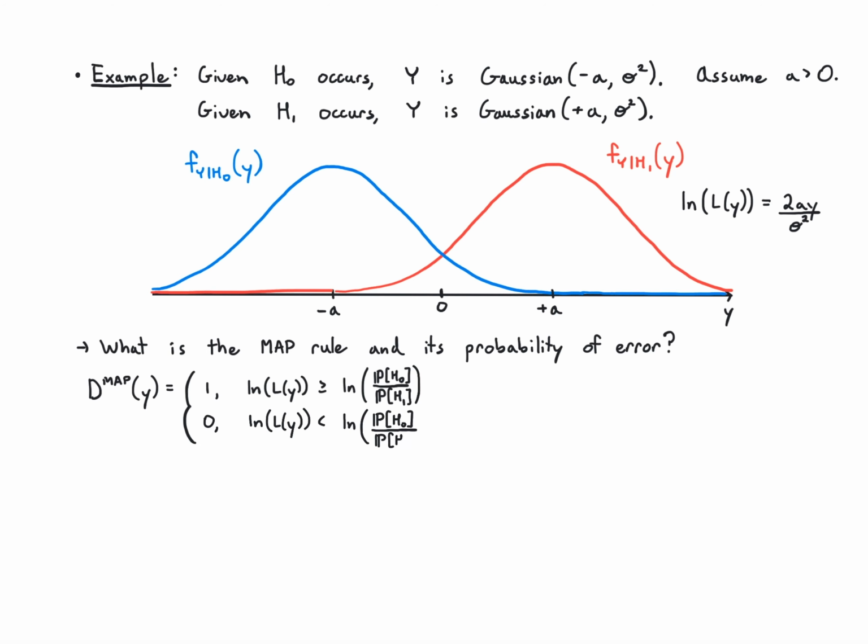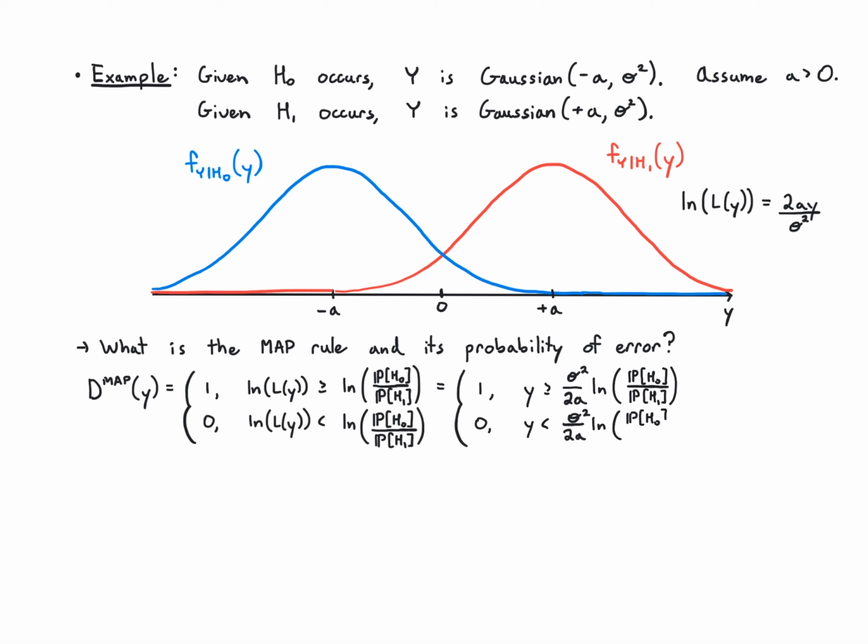Okay, so all I need to do here is just plug in the log likelihood ratio, which I know is 2ay over sigma squared, and then I just move it over to the other side. I have sigma squared over 2a, log of the ratio of these probabilities, probability of H0 over probability of H1. That's when I'm going to decide 1, when y is greater than that constant. And otherwise, I'm going to decide 0.